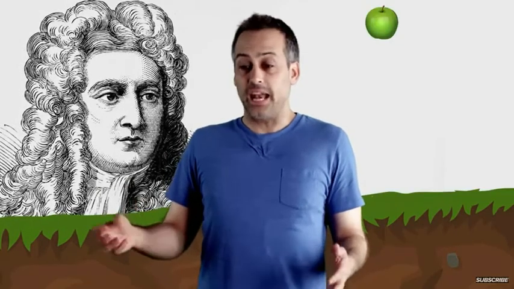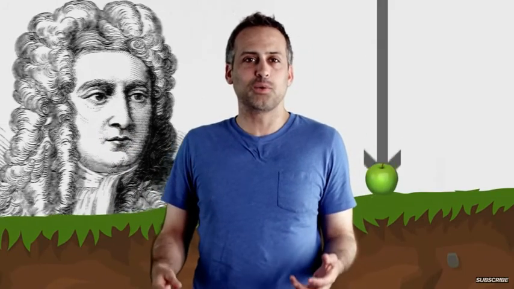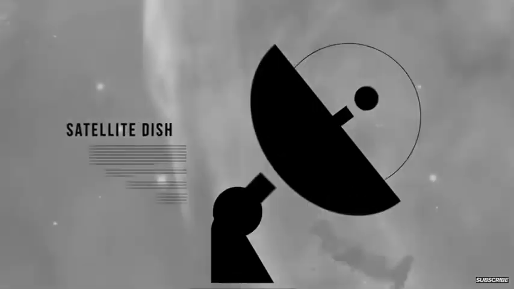Isaac Newton said that an apple falls because a gravitational force accelerates it toward the ground. But what if it's really the ground accelerating up to meet the apple?